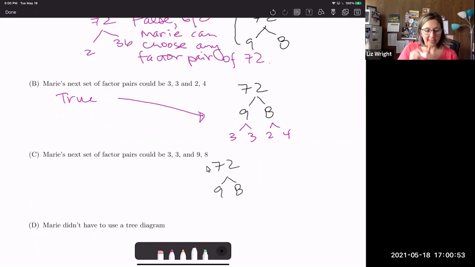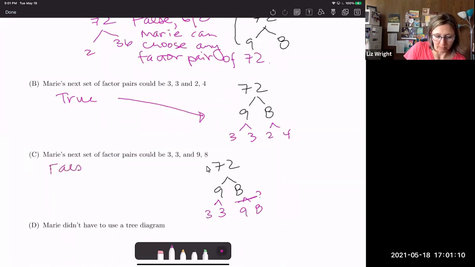Okay, Marie's next set of factor pairs could be 3, 3, 9, and 8. I don't think so. Like, that doesn't work. So this is false. Because 8 cannot be broken down into 9 and 8. So false, or you could say 9 and 8 are not factors of 8. That doesn't make any sense. So this is the part that's screwed up.